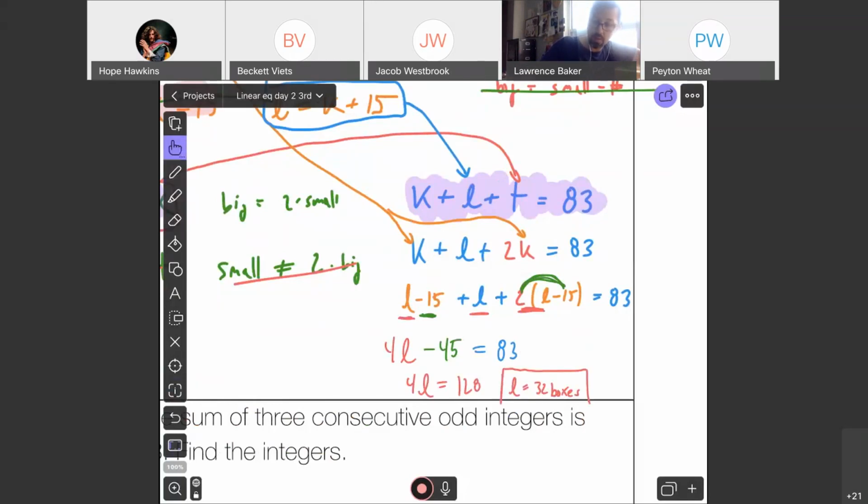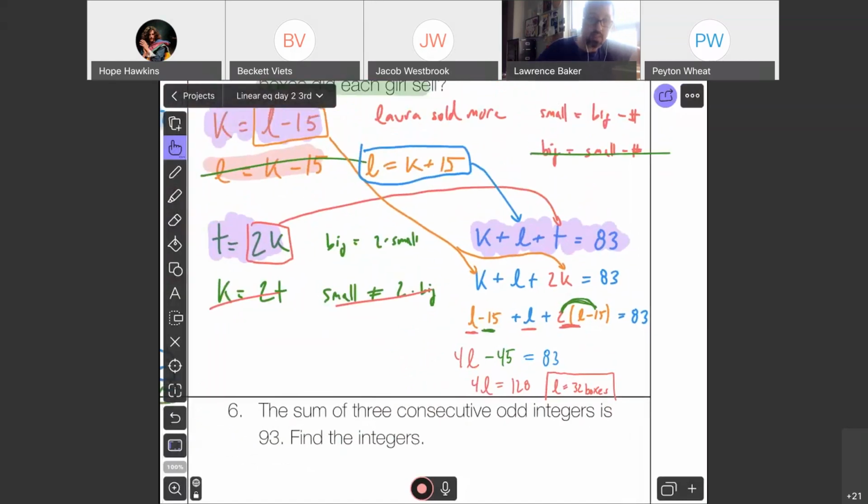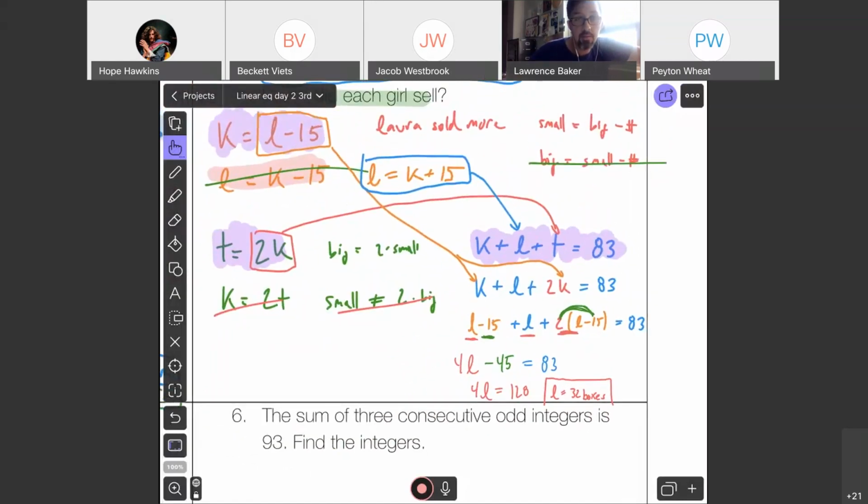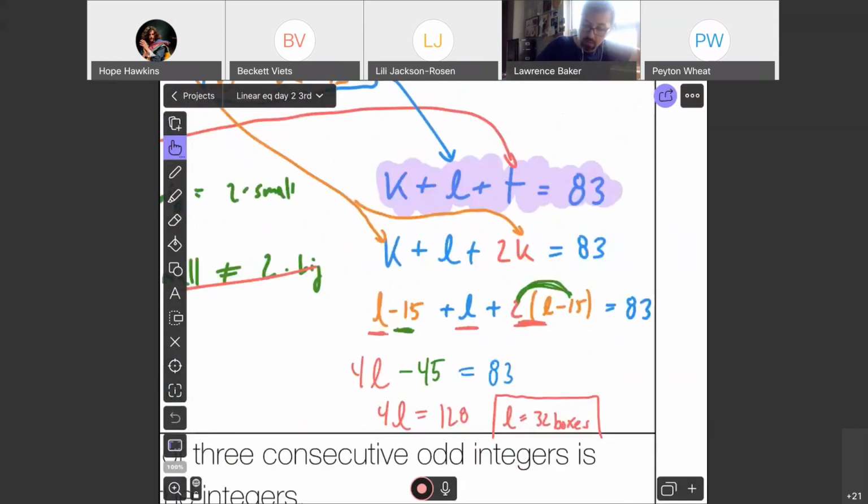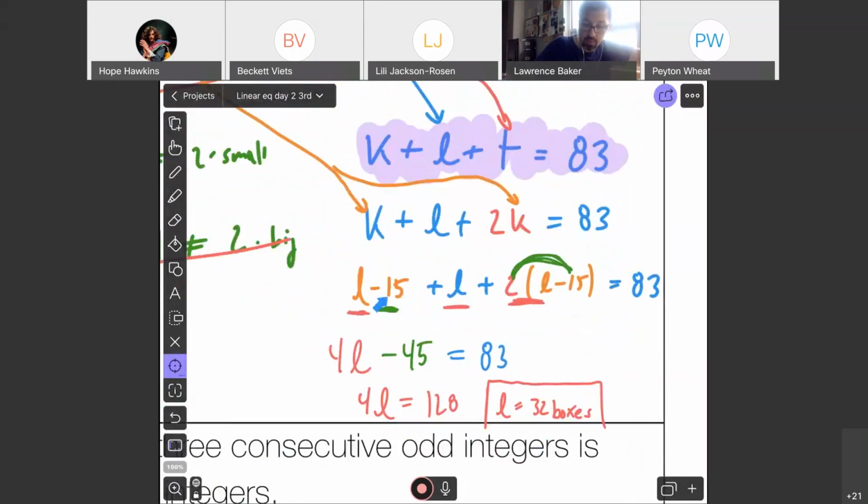So we still need to figure out what Kelly and Tia did. Where did you get negative 45 from? So I had the 15 here, right? And then I had 2 times 15, which is 30. So 15 and 30 give me 45. Okay, thank you. Yeah, I was skipping some steps there.